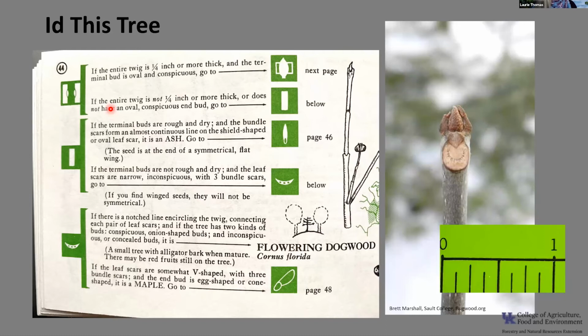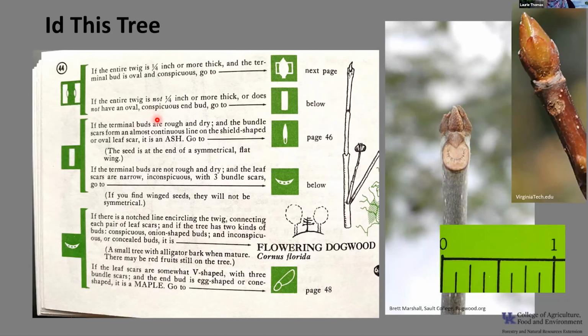Or if the entire twig is not 1/4 of an inch or more thick, or does not have one single oval conspicuous bud. And let me show you what they mean by that. So this is the oval bud, and that's just the one single bud. Let's look at our sample. Oh, and by the way, on those tree finders, they have a little measuring tape on the back. So if it's asking you questions about measurements, you've got a ruler handy on the back of your book. You don't have to carry one out in the field with you.